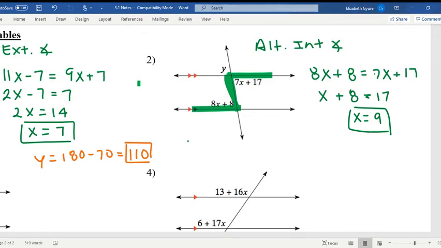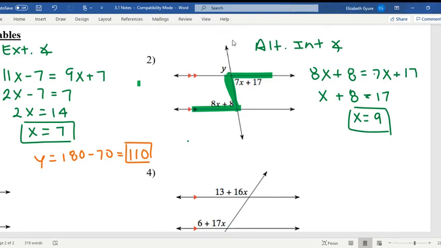All right, so now that I know x is 9, I'm going to need to use that information to solve for y. Now again, look at your acute versus your obtuse angles. 8x plus 8 looks acute, right? 7x plus 17 looks acute. What about y? It looks acute. So is that going to be equal to or supplementary to the other angles? Well, if they're both acute, they're going to be equal to.